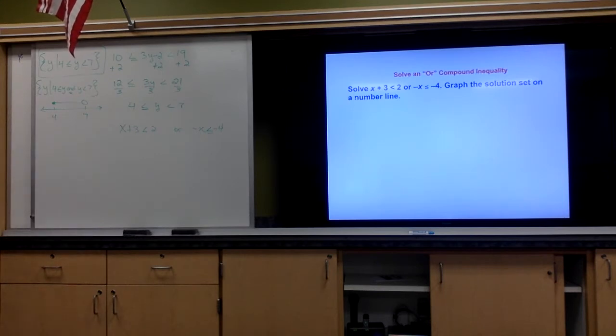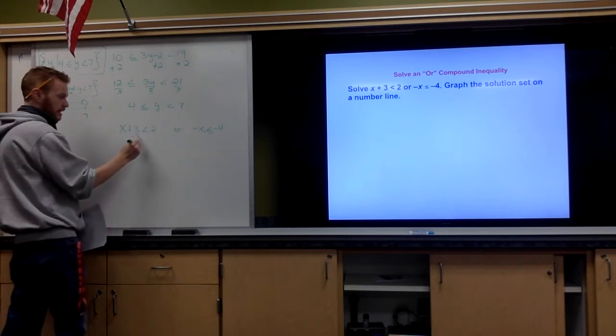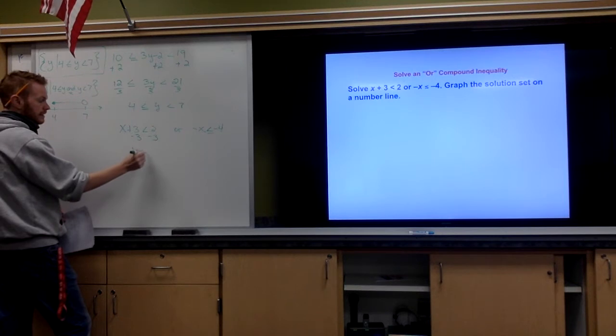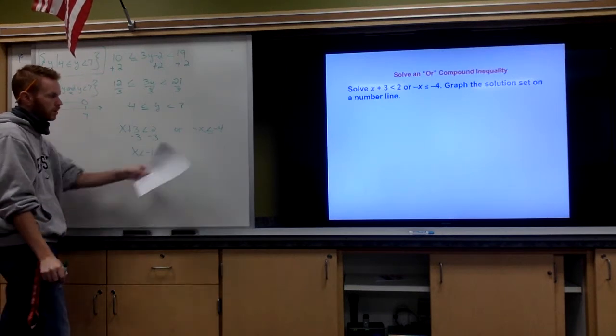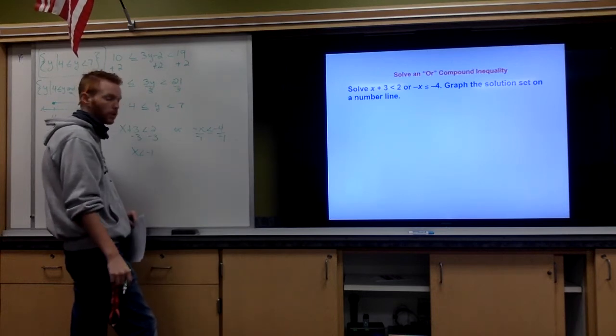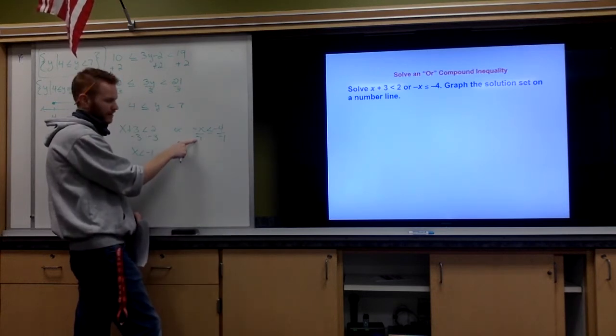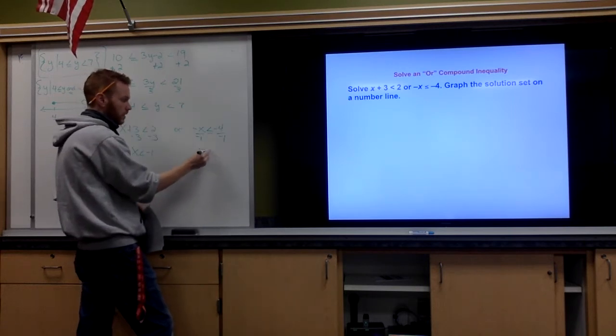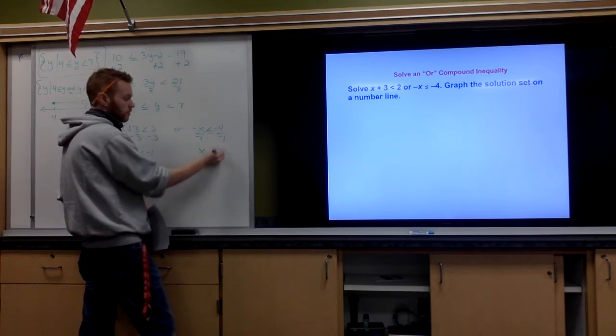This is already separated into two inequalities, so this won't be too bad. We'll solve each one individually. Subtract 3, we get x is less than negative 1. Over here, we have to divide both sides by negative 1. And if you notice, negatives come in. That means I've got to switch the sign, right? Or it's not going to hold true anymore. So x has to be greater than or equal to 4.